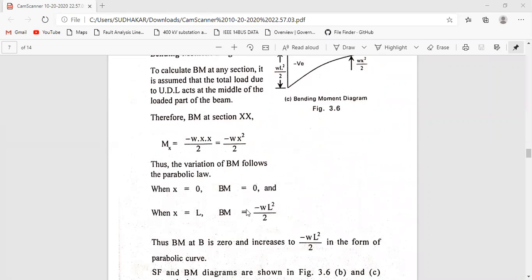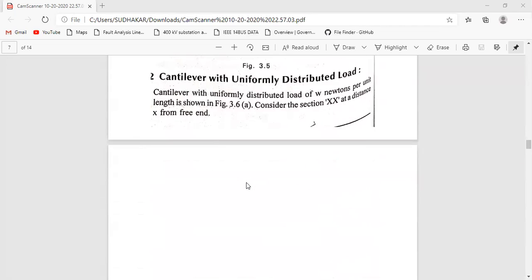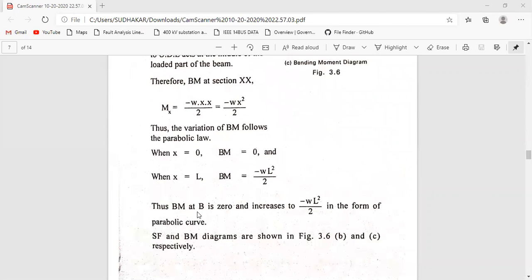Why will the negative sign be there? The negative sign means that all downward forces give negative bending moment, just like this one. This is negative, here negative. From the bending moment being 0, it increases to minus W L square by 2. Up to this magnitude, the bending moment will vary in the form of a parabolic curve.